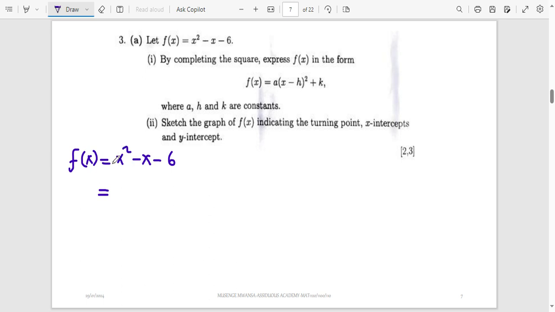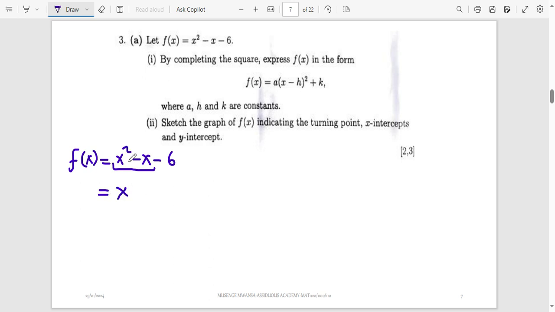When you want to complete the squares, always make sure that the number in front of x squared is a 1. If it is not a 1, factorize out so that you make it a 1. But for this one, it's already a 1. So all you do is just get the first two terms here. Okay, I'll write x.